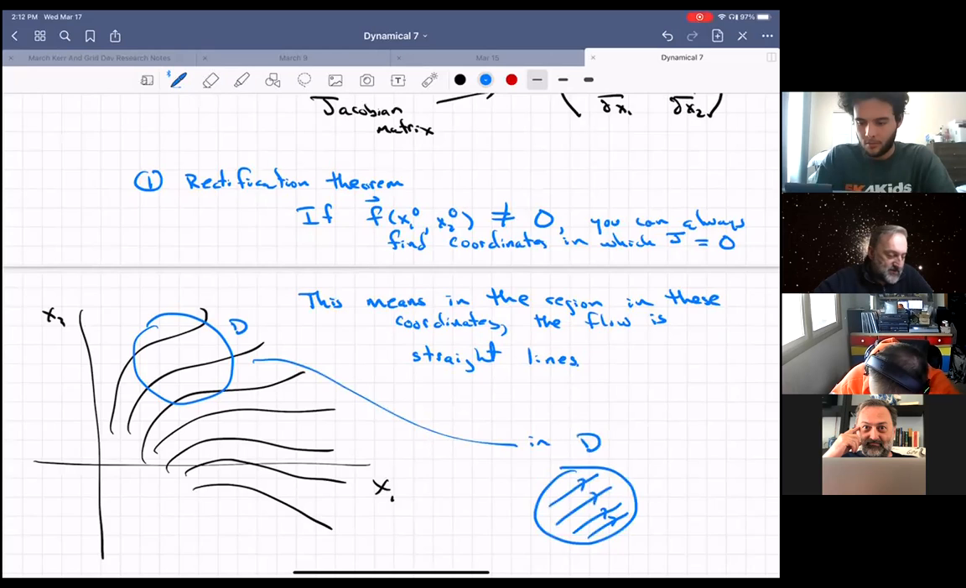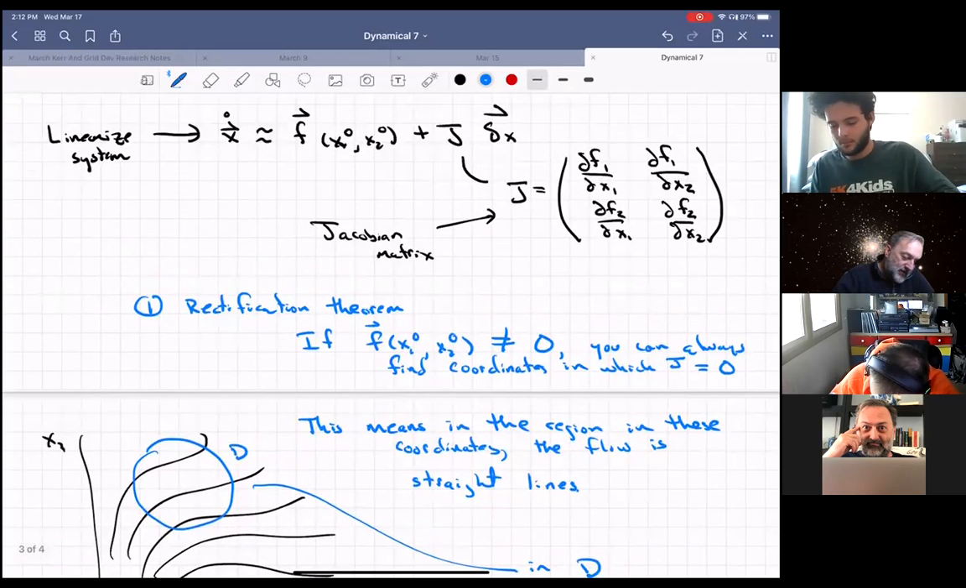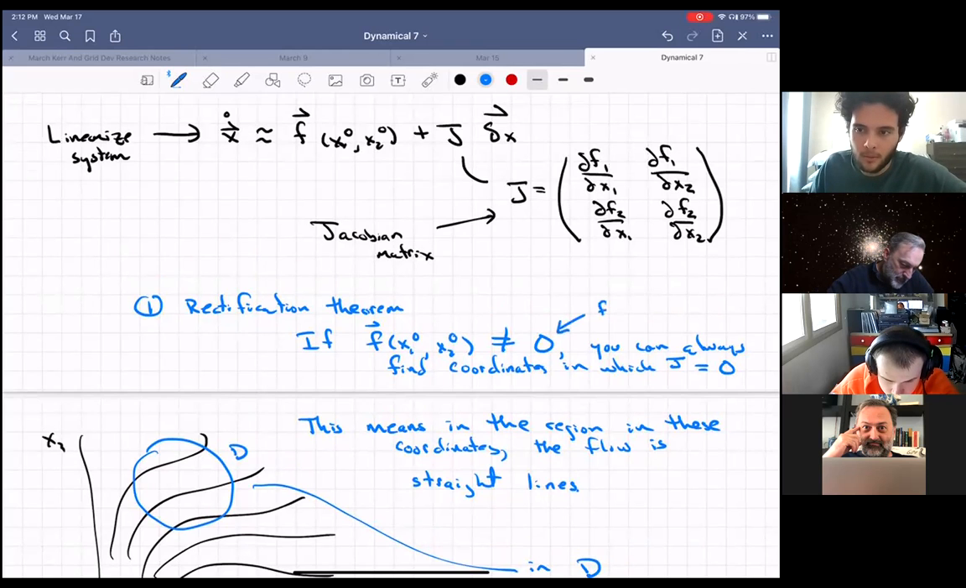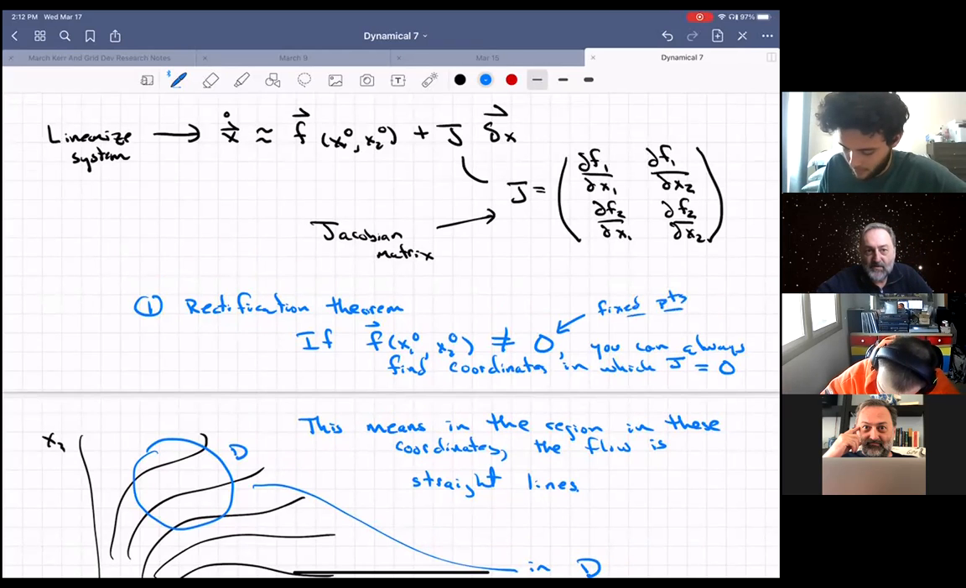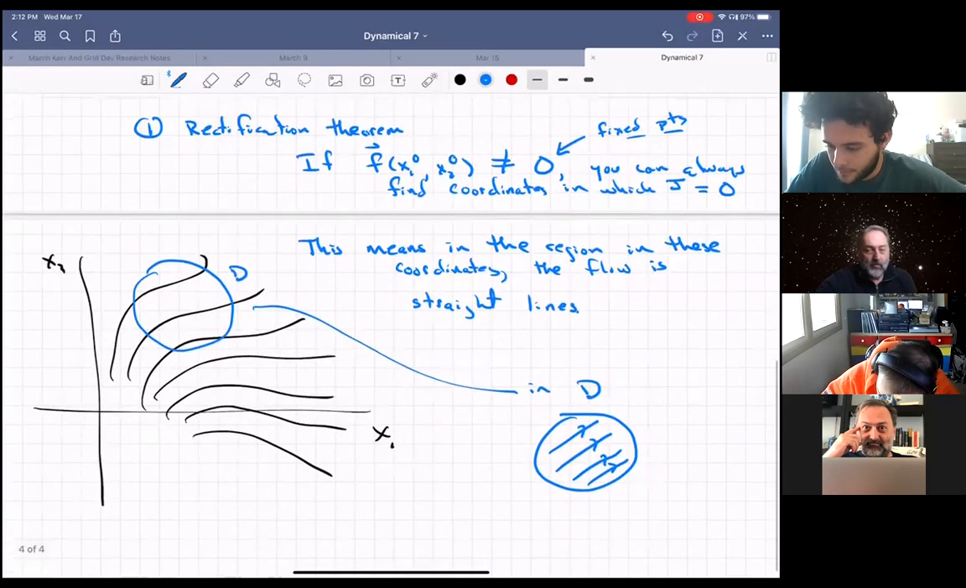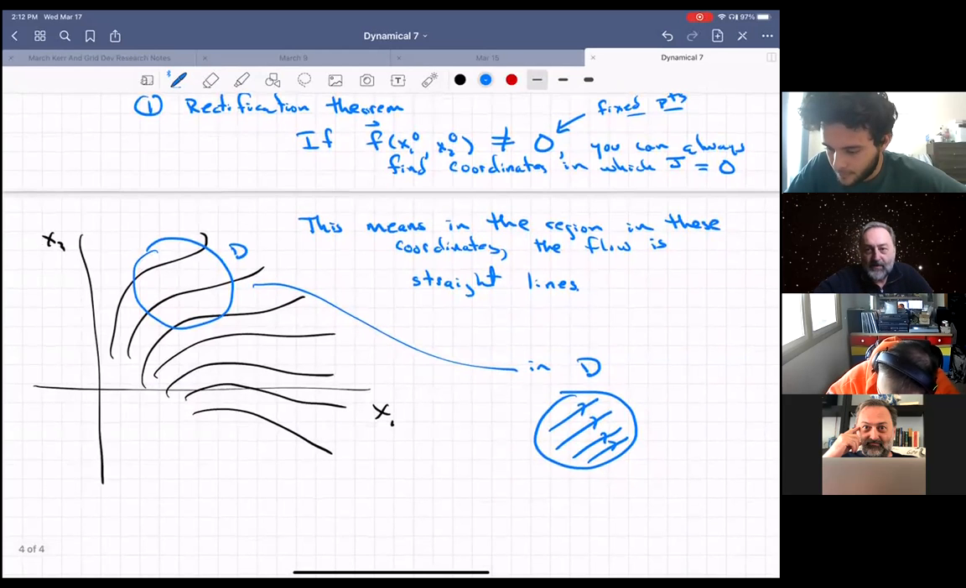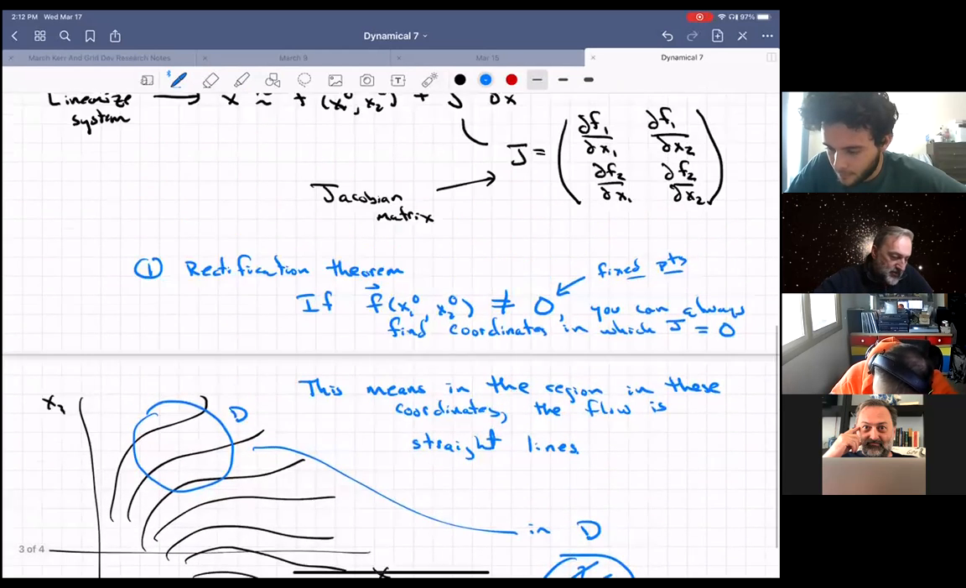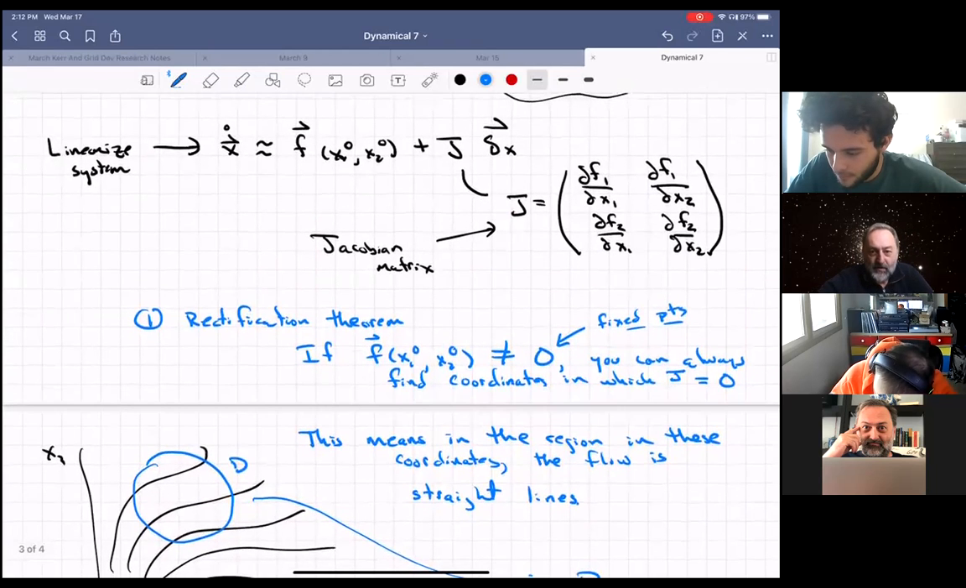So this statement here is the statement that there aren't any fixed points. If there aren't any fixed points in the region, then you can straighten the flow out to be just straight lines. In other words, the way you do that is you get rid of this Jacobian. So you can always find coordinates that make the Jacobian equal to 0, and then the flow becomes straight lines. That's called the rectification theorem.